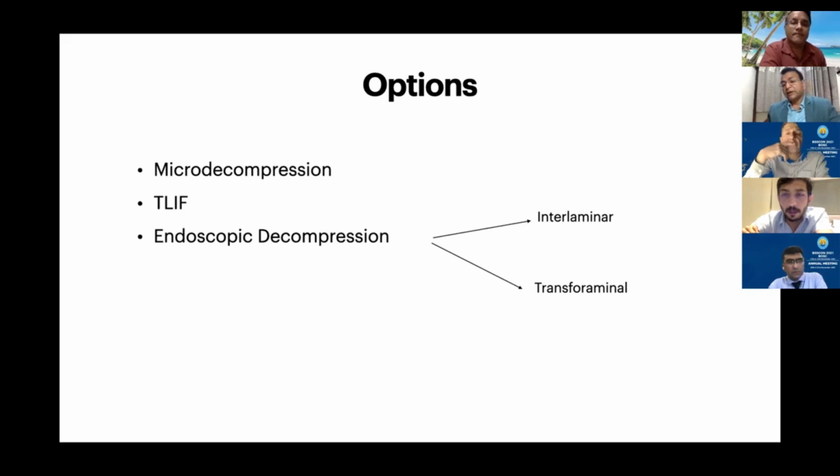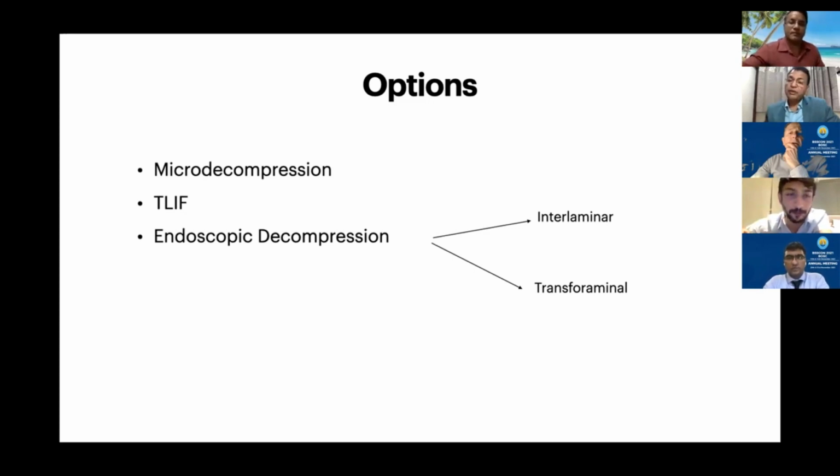Okay. I completely agree. There's only one thing: if this disc was a very central disc, I would definitely even prefer probably a transforaminal. But it was a paracentral disc. It's more towards the left side, and that's what probably makes it easier to grab that fragment out from the interlaminar approach.